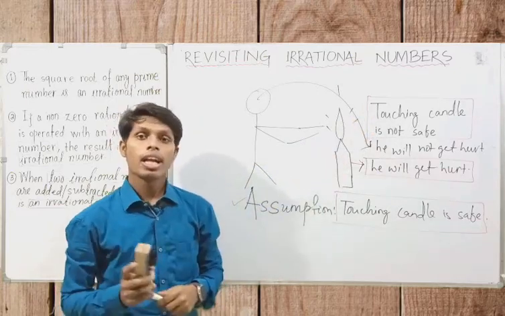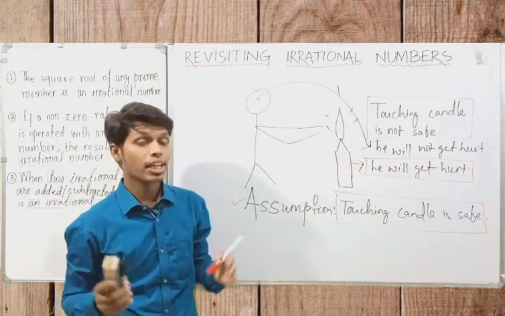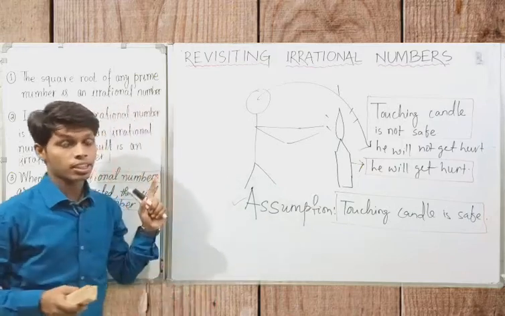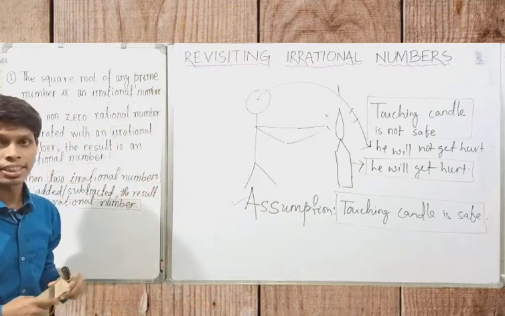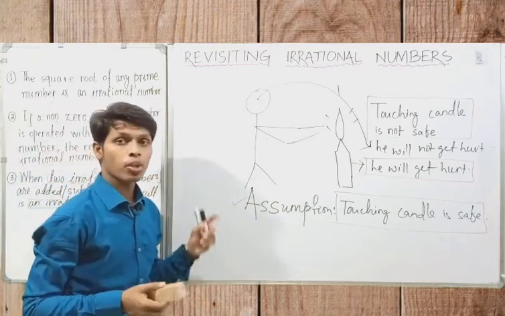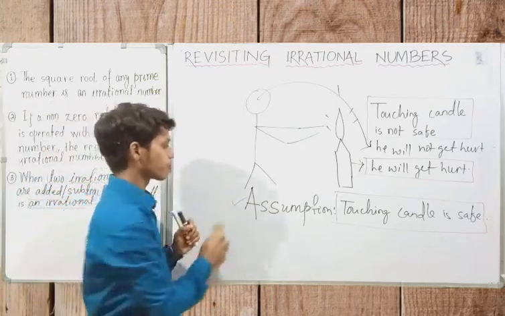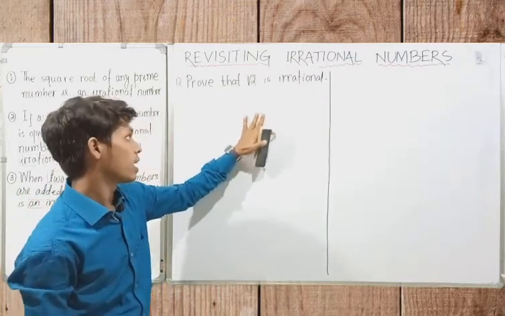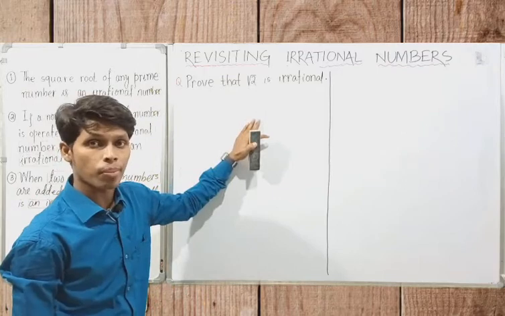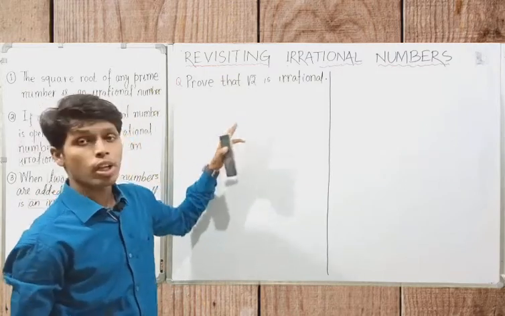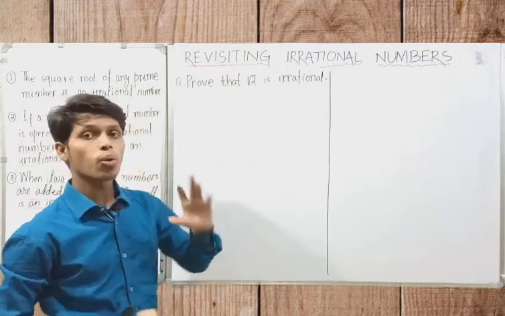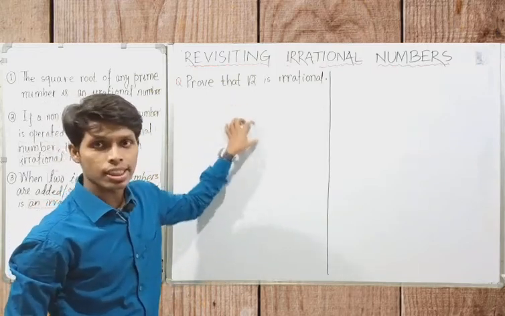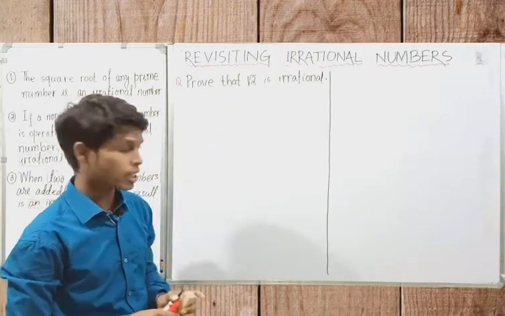Okay, so let's see how this method can be used to prove that the square root of any prime number is irrational. Let's proceed with root 2. So the question is, prove that root 2 is irrational, and we are going to use the method of contradiction here. Along with the contradiction method, we need to apply another concept about prime numbers in this proof. So let's understand that first.